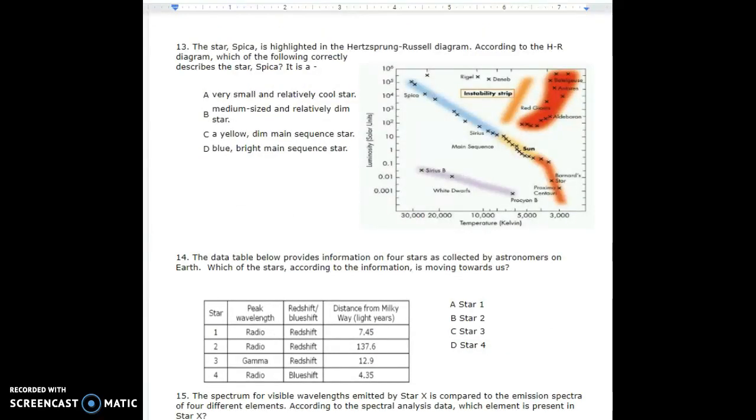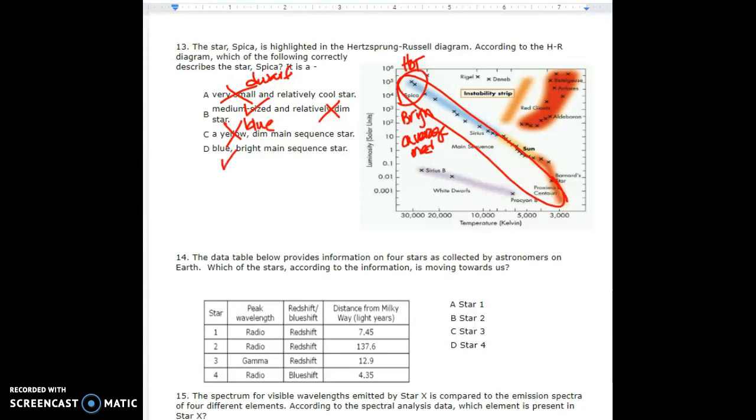Okay, it says, which of these describes the star Spica? So Spica is over here. We already know that just because from where it is, it's very hot, it's very bright, and we can tell that it is on the main sequence, so it's an average to medium-sized star. Average to medium-sized. So over here, very small, it's average, so it's not very small. That would be a dwarf. Medium-sized, okay, I like. Relatively dim? No, it is bright. A yellow star? No. The fact that it's all the way at 30,000 degrees tells us that it should be blue. Is it blue? Yes. Is it bright? Absolutely. Main sequence? D is my answer.